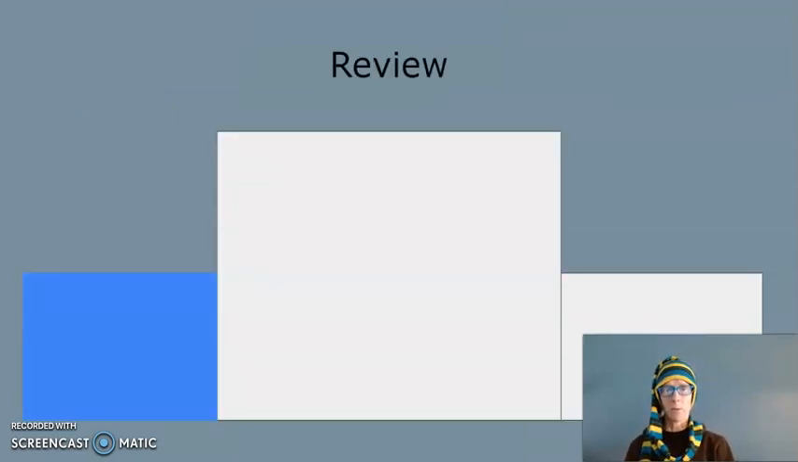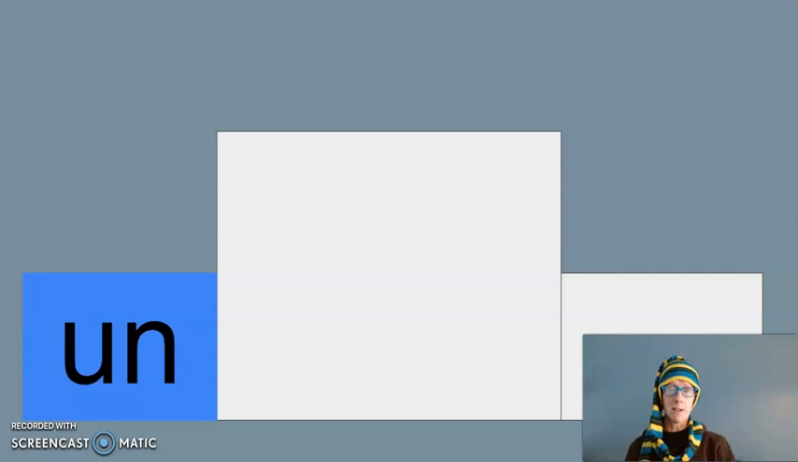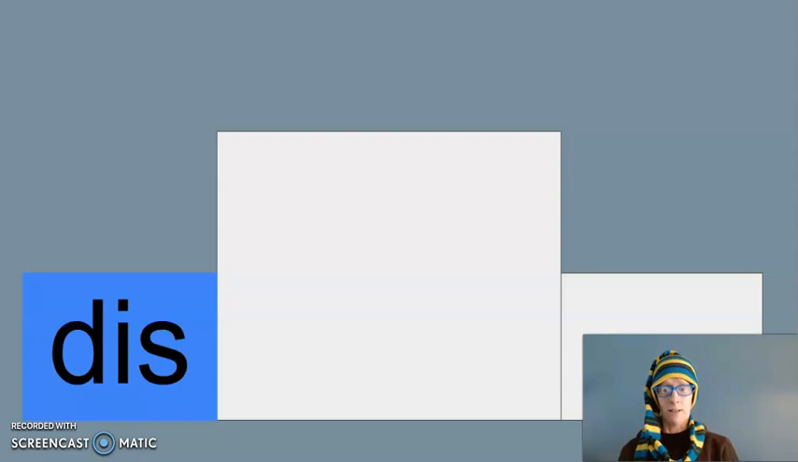Let's review what we've learned so far. In the last lesson, we talked about two prefixes that mean not. Take a moment and see if you can remember one or both of these prefixes. If you said un, you were correct. Un means not or the opposite of. Just like un, dis can also mean not, but it can also mean apart from. If you remembered both of them, give yourself a pat on the back, or at least the shoulder, which is where you can reach.